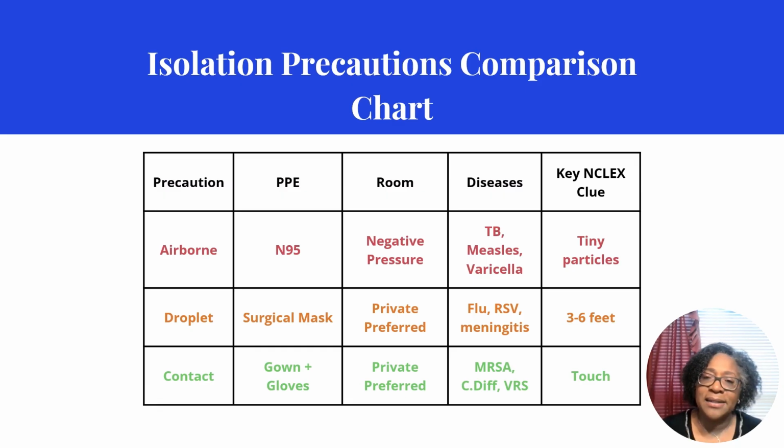And with contact, touch transmission, gown, gloves. You're going to need dedicated equipment for these individuals. Private room is definitely preferred. You will more than likely see a private room on patients with especially C. diff. But it's preferred for contact precautions for individuals with MRSA or VRE. Even though they say C. diff, like I just said, more than likely that patient will be in a private room. All right.